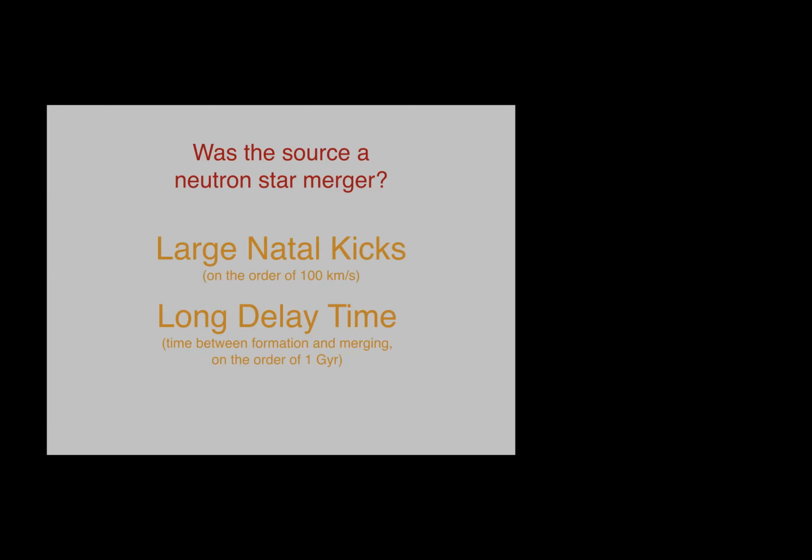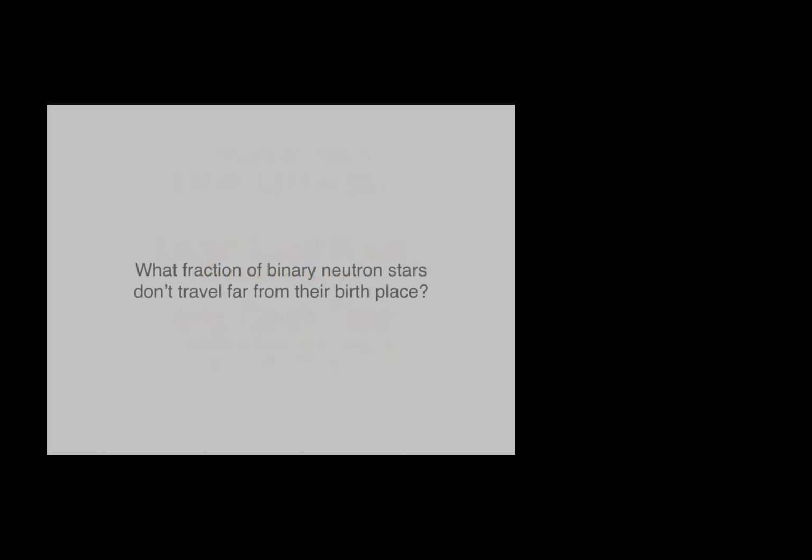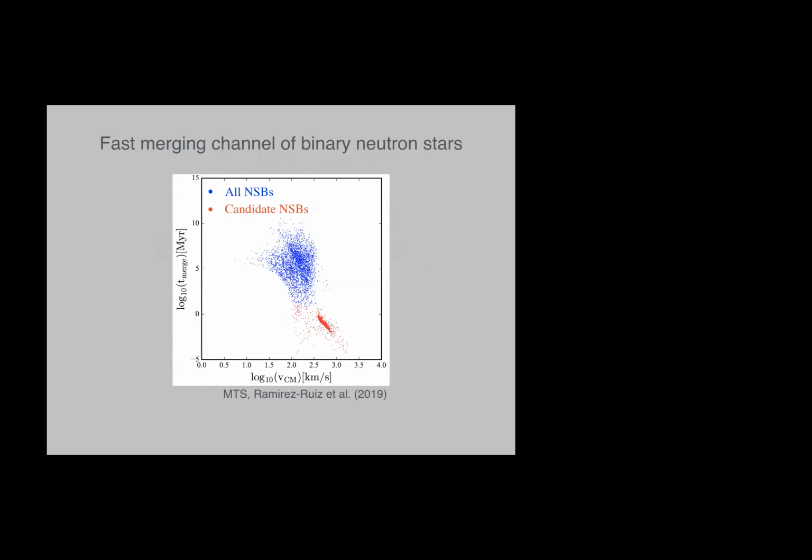So we went on and analyzed a set of population synthesis models, and we said, okay, we want systems, or binary neutron stars, that satisfy the criteria that they don't travel far from their birthplace before merging. And this is a simple t times v cut. And you find such systems.